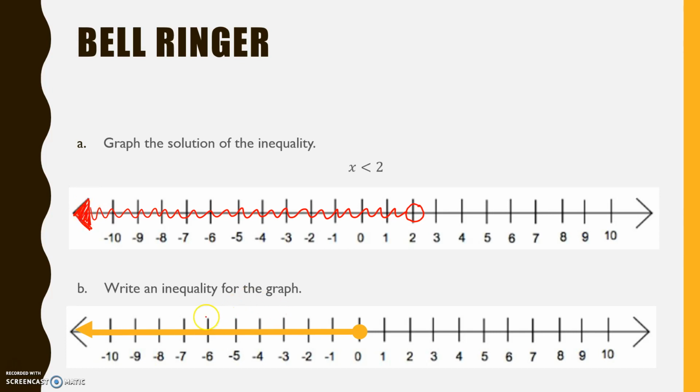For the second one, it says write an inequality for the graph. We're going to use x. I'm going to assume that Michelle probably used x because everyone likes that. And then our circle's at 0, so I'm going to put a 0 over here. For my inequality sign, my circle is filled in, so I know it's going to be or equal to, and I want values that are less than that. So I'm going to have x less than or equal to 0.